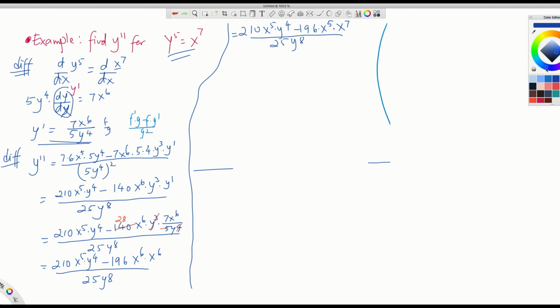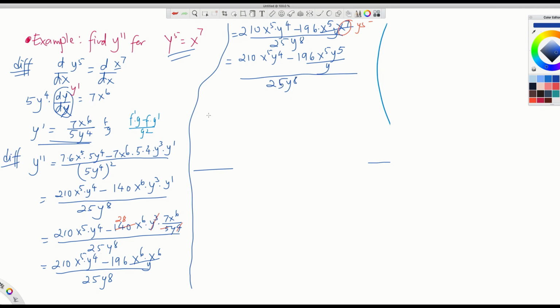So this term is basically y to the 5, right? That's what I am replacing it by. So 210 x to the 5 y to the 4 minus 196 x to the 5 y to the 4. Oh, by the way, I forgot the y there. It is divided by y, so there is still a divide by y there. So y to the 5 divided by y, and then the whole thing divided by 25 y to the 8.